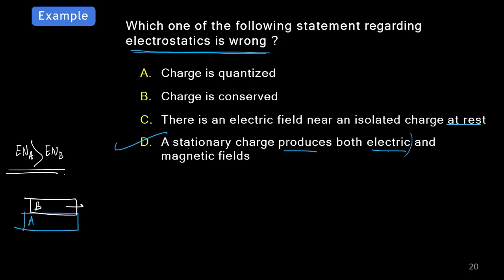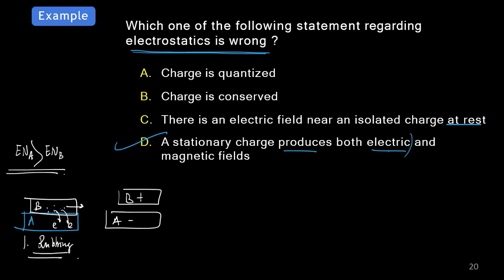Once I rub B over A, electrons from B will go inside body A. So ultimately A becomes negatively charged and B becomes positively charged, because electrons are transferred from B into A. This process of charging is called rubbing. Once I rub one body over another, depending on the electronegativity difference, one body becomes positive and the other becomes negative. This is the first method of charging.